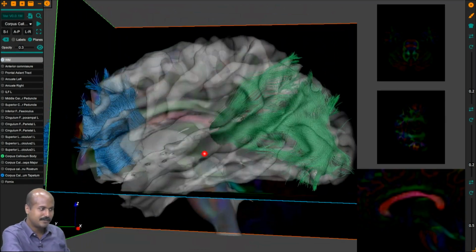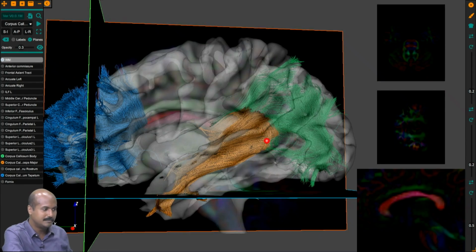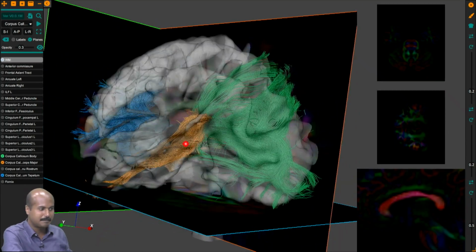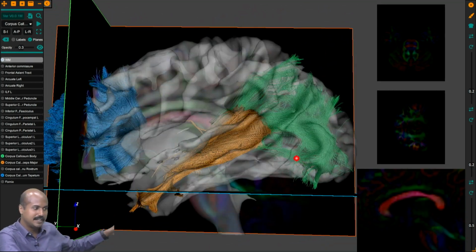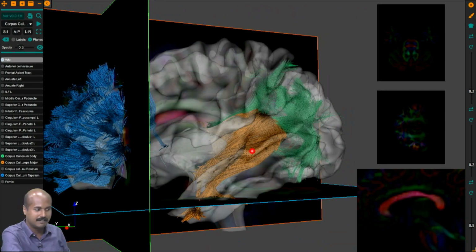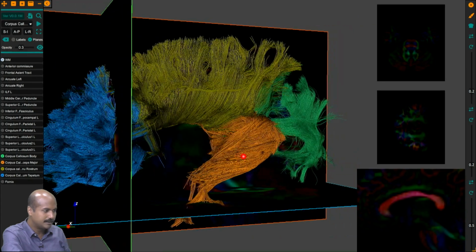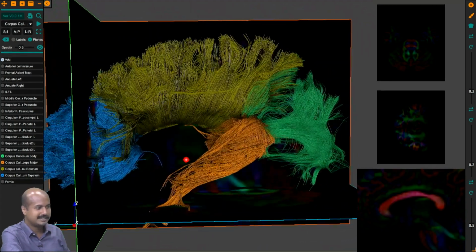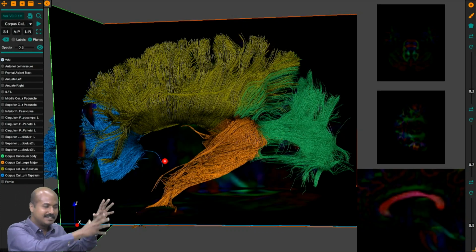So you understood forceps minor and forceps major, and similarly you have other groups of the corpus callosum. This is called the tapetal fibers. The tapetal fibers sweep around the lateral aspect of the inferior horn and the posterior horn of the lateral ventricle. These orange colored fibers are the tapetal fibers, and then the body of the corpus callosum is over here. So this is the corpus callosum in its whole magnanimity.